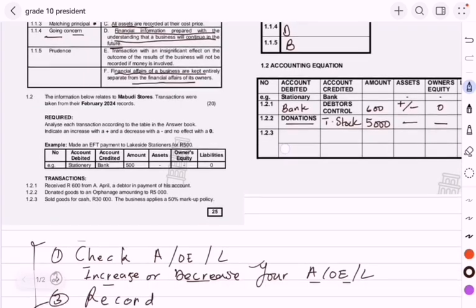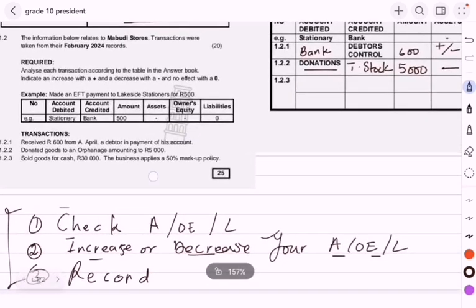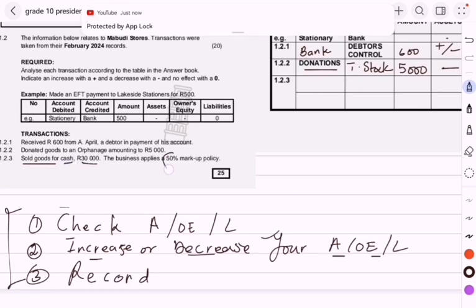Now with transaction number 3, 1.2.3, it says to us, we sold. I want you to listen carefully on this one. We sold goods. So meaning we made sales. But on cash, 30,000 of course. The business applies a 50% markup policy.